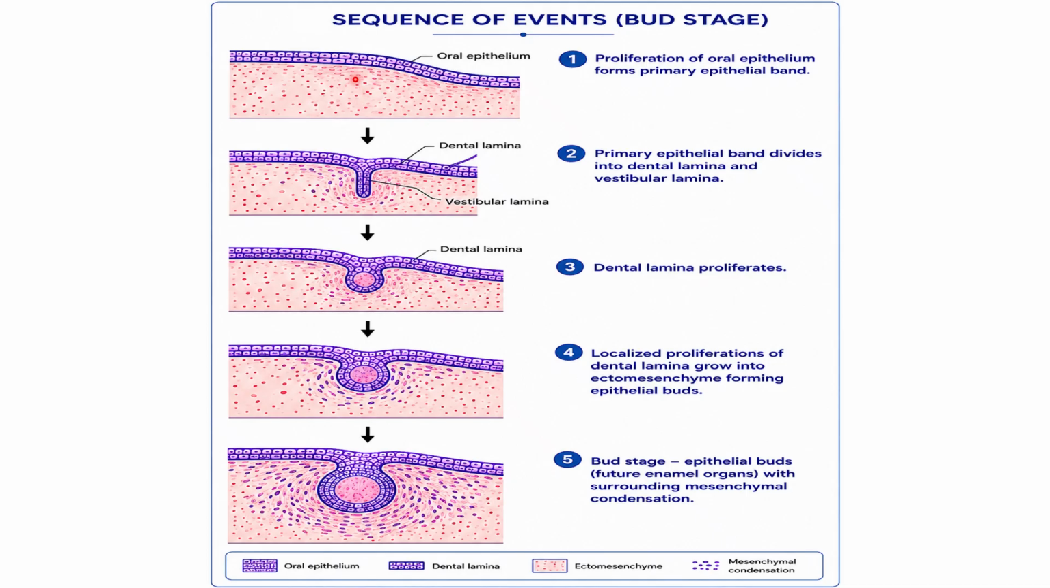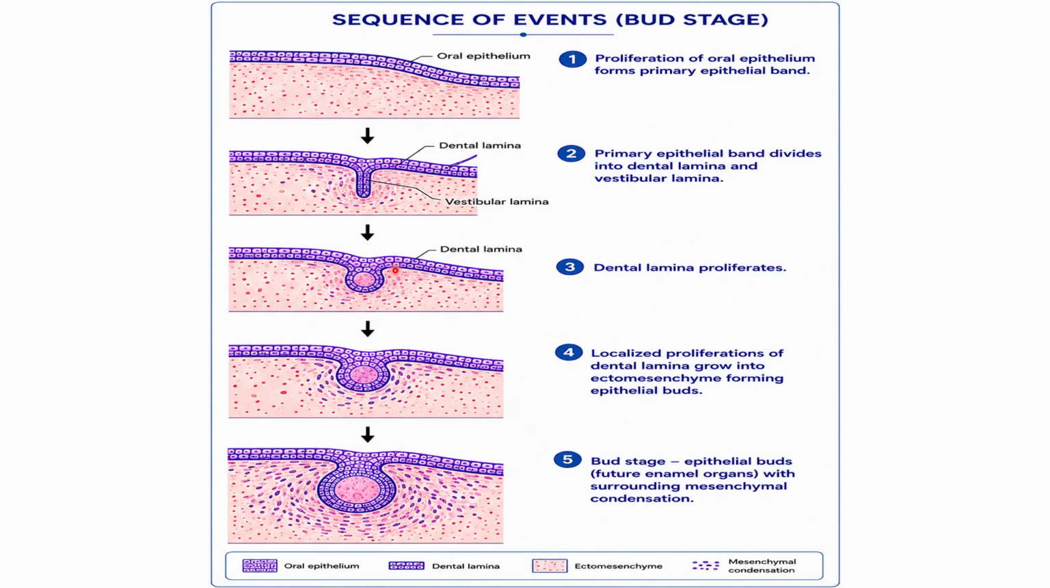To understand the bud stage properly, let's first recall what happens before it. Around the 6th week of intrauterine life, the oral ectoderm proliferates and forms a horseshoe-shaped epithelial thickening called the primary epithelial band. This band is going to divide into two parts, that is the dental lamina and vestibular lamina. The dental lamina gives rise to teeth, whereas the vestibular lamina later forms the oral vestibule.